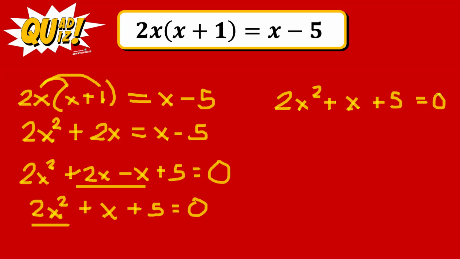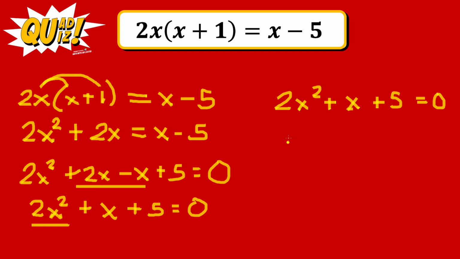Now that you have your standard form, 2x squared plus x plus 5 equal to 0, it's important for us to identify the correct coefficients. Identifying the correct coefficients will help us later as we look for the roots of this quadratic equation and for our quadratic functions, with regards to the behavior of the graph and all other things necessary in understanding functions.